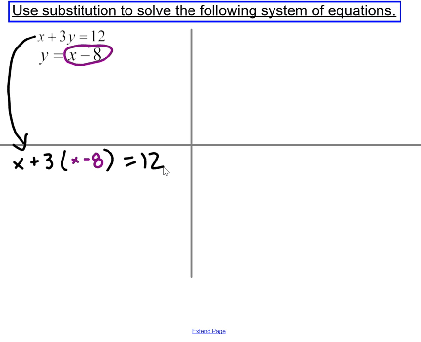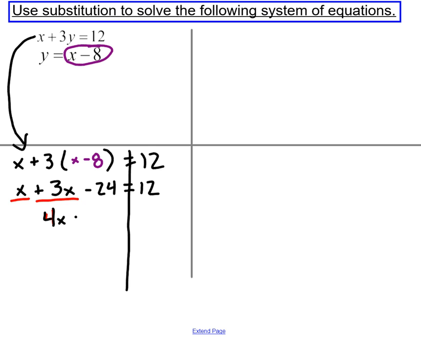I go ahead and solve this equation exactly like I know how to do. My first step is going to be to distribute. Then I'm going to combine my like terms, which I have an x and a positive 3x. So I have 4x minus 24 equals 12. I'm going to add 24 on both sides.